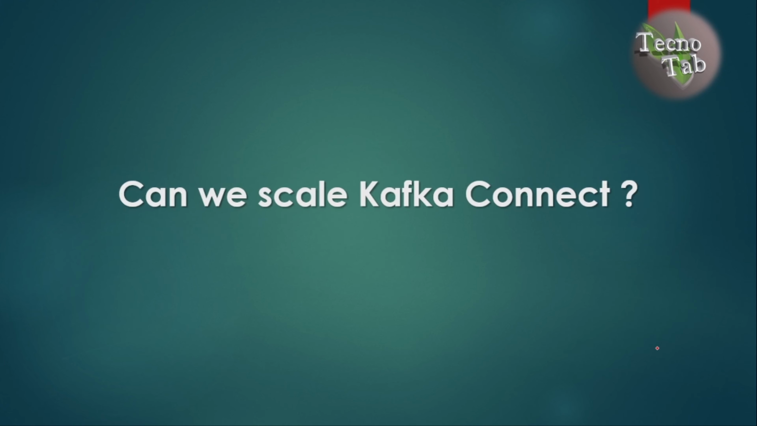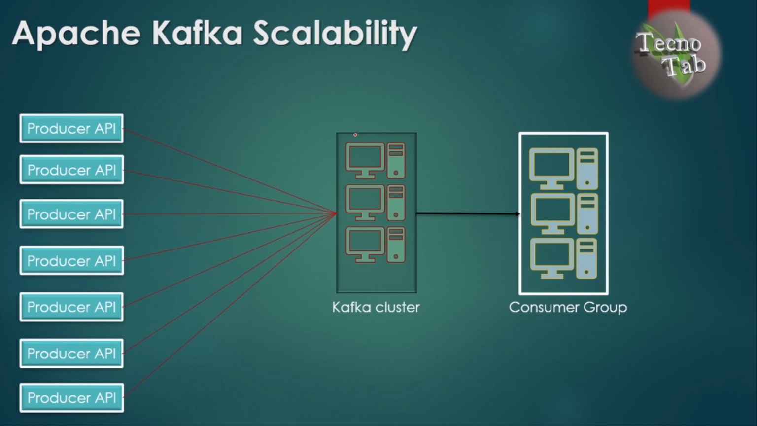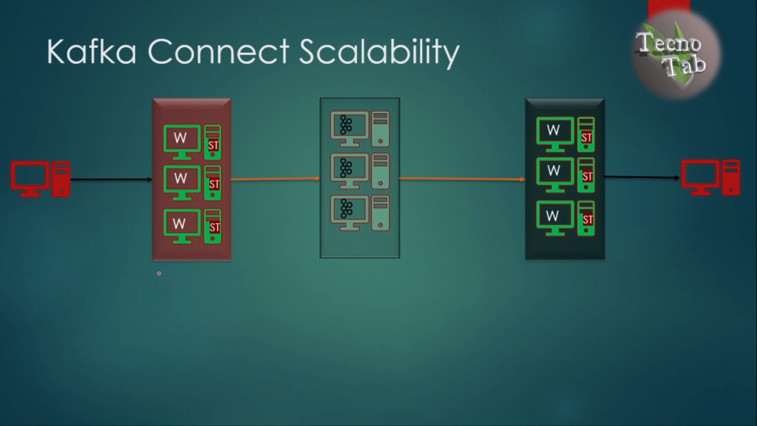Now the question comes, can we scale the Kafka system? Let's have a look. If we have to scale a Kafka cluster, we have to add more brokers to it, right? Similarly, if we want to scale the consumers, we add more consumers to the consumer group. And similarly, we will add more producers for scaling the producer side. So what about Kafka Connect? How do we scale it? Well, that's very straightforward. Kafka Connect is itself a cluster.